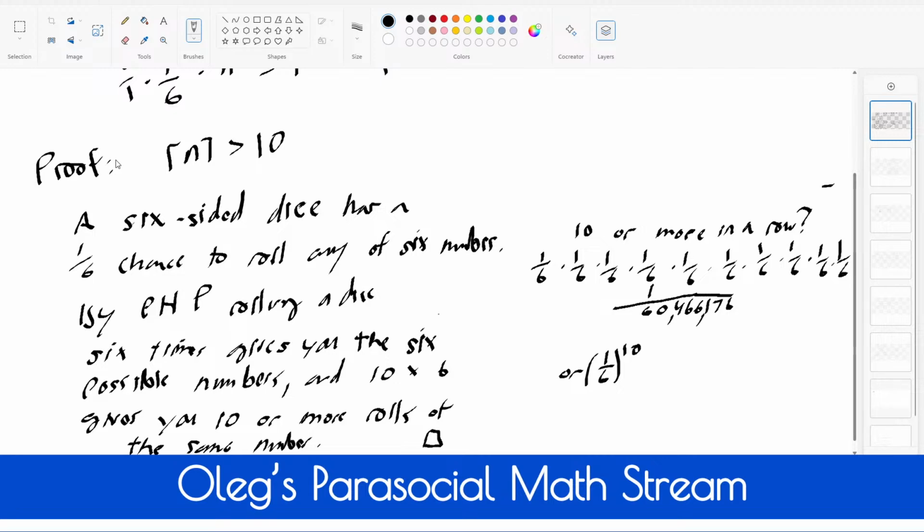Okay. Hold on. I was not right on that. Let me see why. Okay. What is the fewest number of times you must roll a 6-sided die before it can be assured 10 or more rolls resulted in the same number?